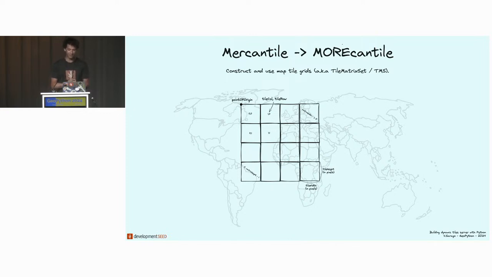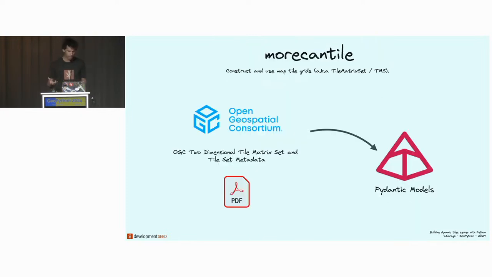And so we've developed a project called Morecantile that is used in all of our tiling projects to define the different tile matrix sets that you can use on the web app. And Morecantile is just a Pydantic model that we created by reading the PDFs and the different schemas from the OGC consortium.